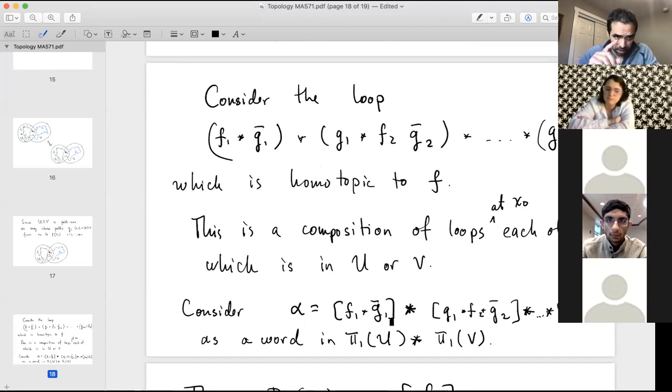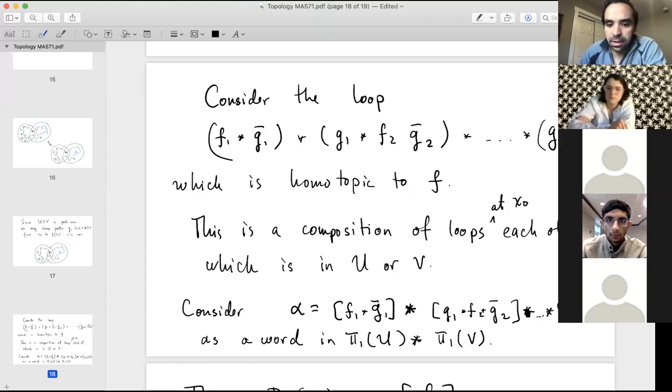There's something that might be confusing. I'm using notation, and I emphasize it here. The little stars here denote loop concatenation, and the big stars denote the product in the free product of groups.